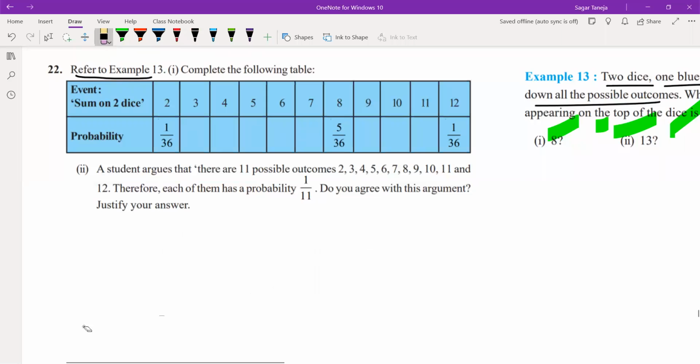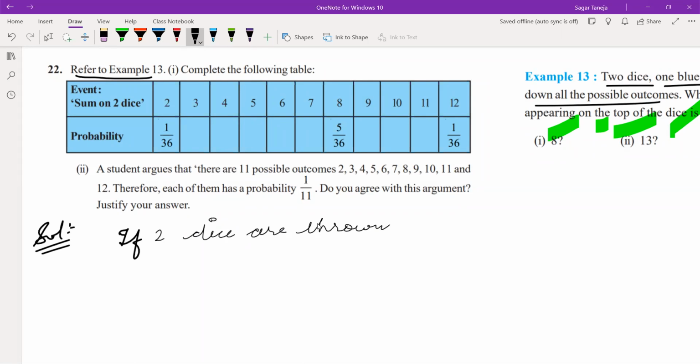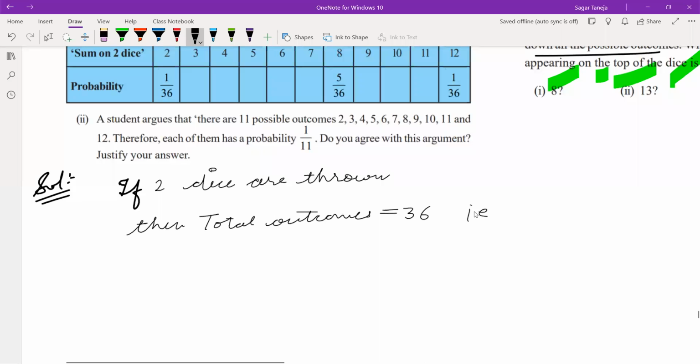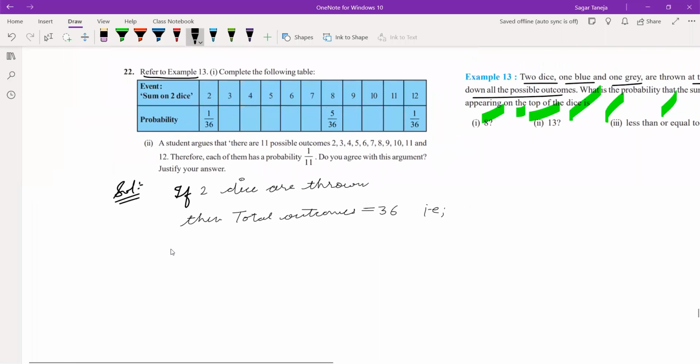Okay, so first of all, you should know the concept behind this question is very important, because questions come like this. If two dice are thrown, then total outcomes are 36. How will total outcomes be 36? That is as follows. You have to write this in your paper also, in exams also. What are the 36 outcomes?